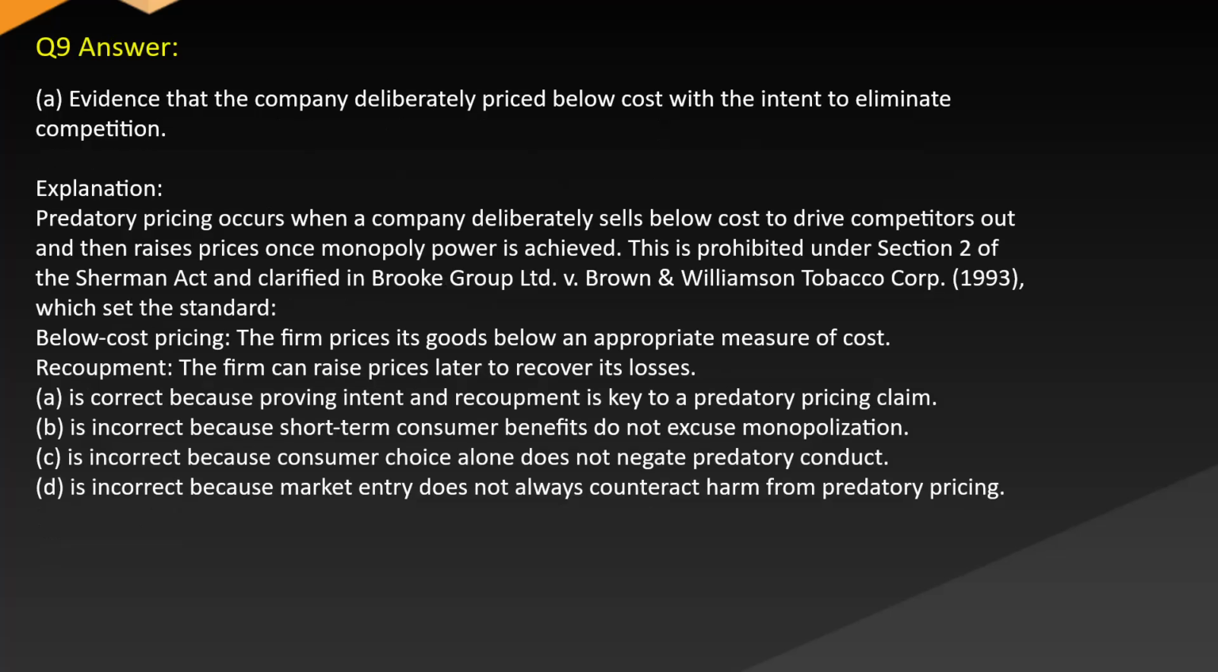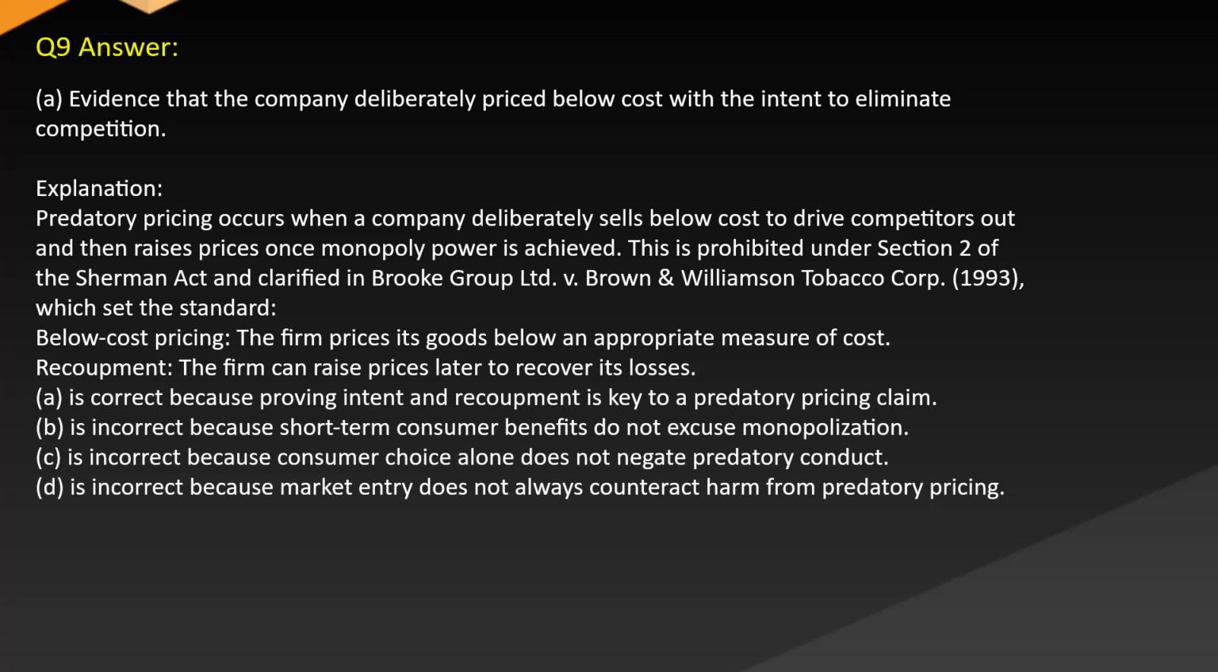Answer A. Evidence that the company deliberately priced below cost with the intent to eliminate competition. Explanation. Predatory pricing occurs when a company deliberately sells below cost to drive competitors out and then raises prices once monopoly power is achieved. This is prohibited under Section 2 of the Sherman Act and clarified in Brooke Group Limited v. Brown and Williamson Tobacco Corp., 1993, which set the standard: below-cost pricing, where the firm prices its goods below an appropriate measure of cost, and recoupment, where the firm can raise prices later to recover its losses.